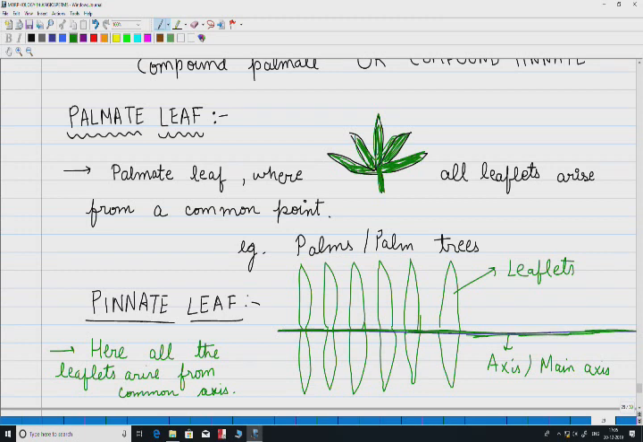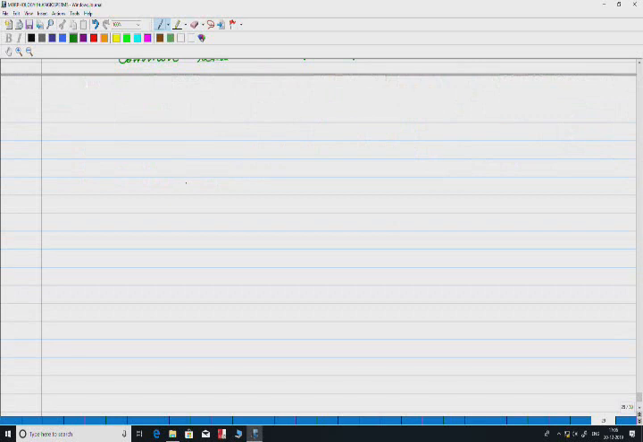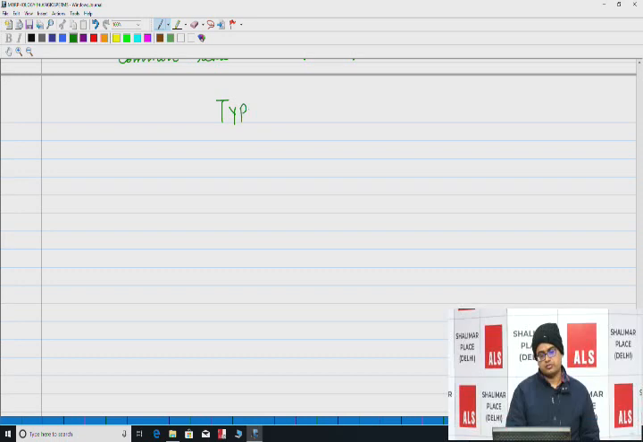So finish this fast. Continuing, we have to discuss the differences between the reticulate venation and the parallel venation. Now that you have done it, we should move on to the next. So please put the heading: Type of venation.